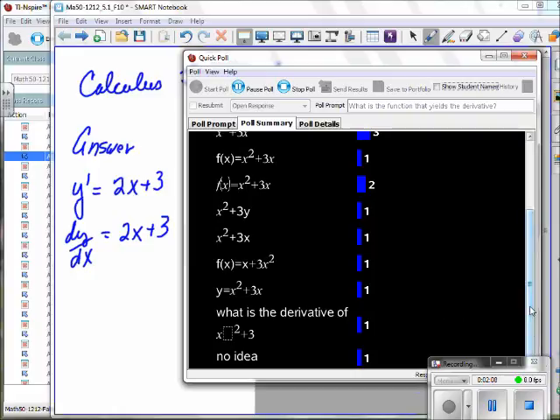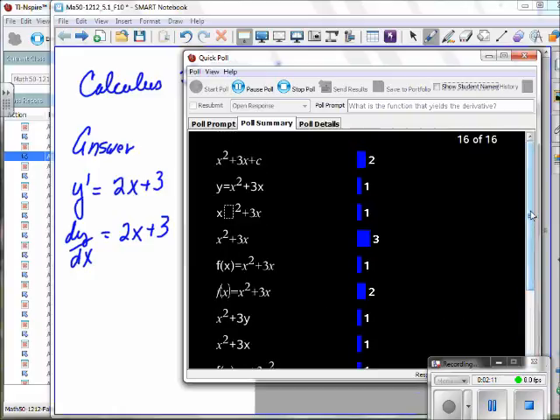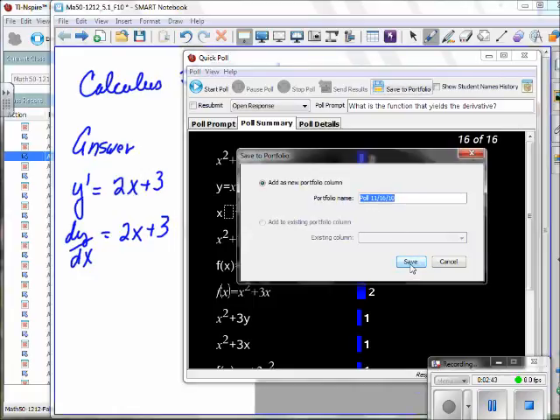Now, there was truly only one correct answer, and that would be the two people who gave me this one. Why would those be more correct? Yeah, Emma? So we could put anything on any of the rest of these, any constant, and the derivative of that's going to be 0. Now, I agree with our answers. Okay, so we'll save those to the portfolio.